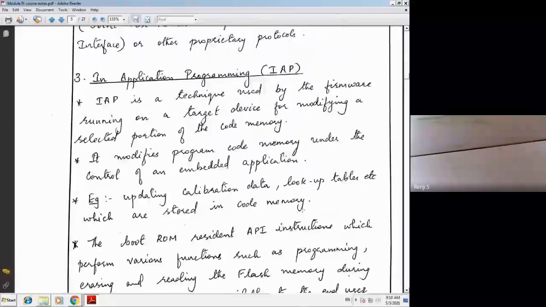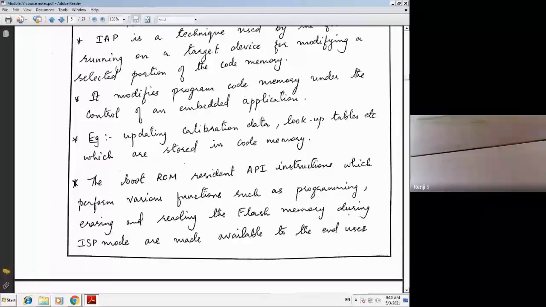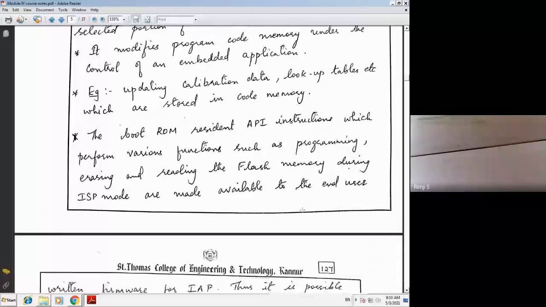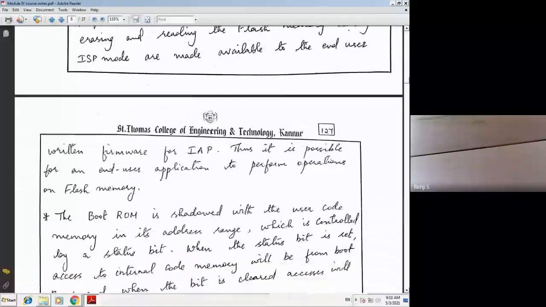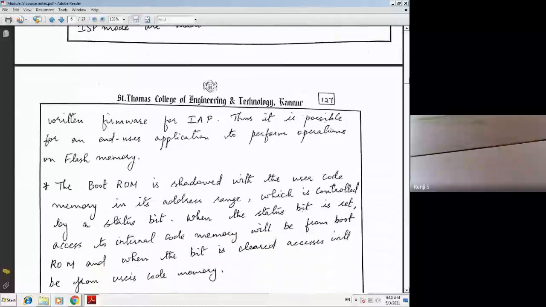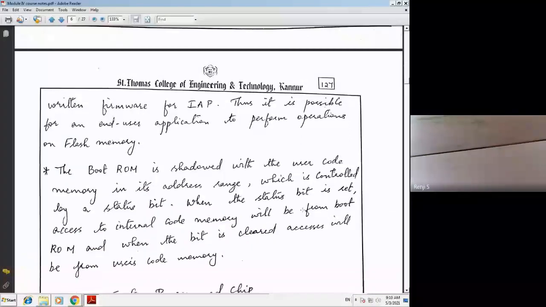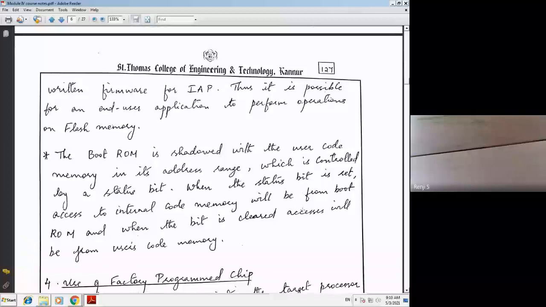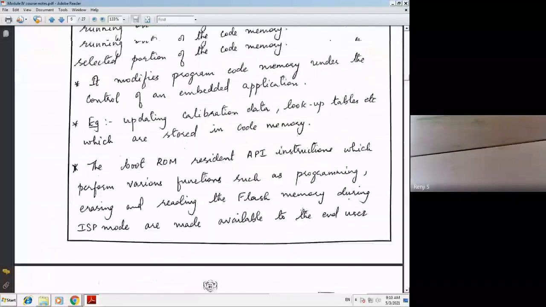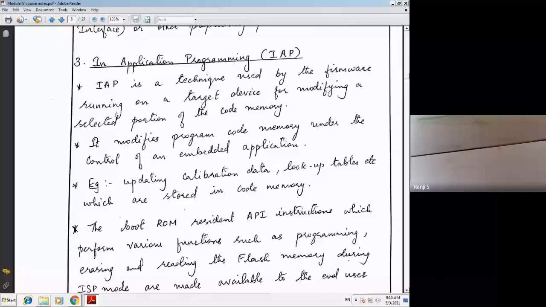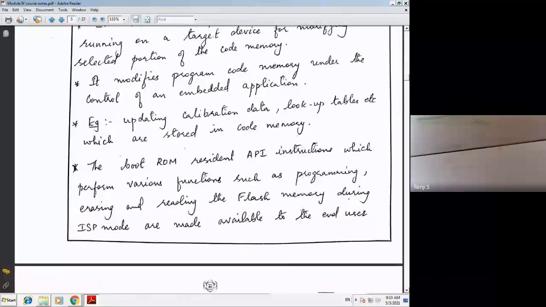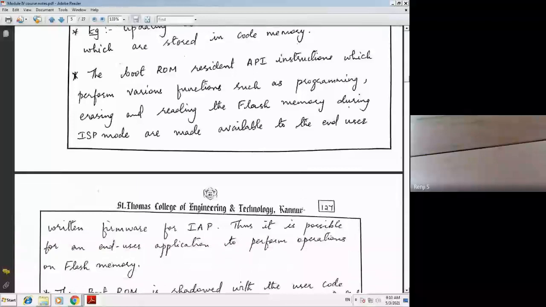So in application programming in general, it helps users to modify certain portions of the code. This can be done using the shadowing process, that is, the boot ROM is shadowed with user code by setting the status bit. When the status bit is set, it works normally, but when it is reset, the access will be from the user's code memory. So this is the third method in application programming, where the application can be changed.